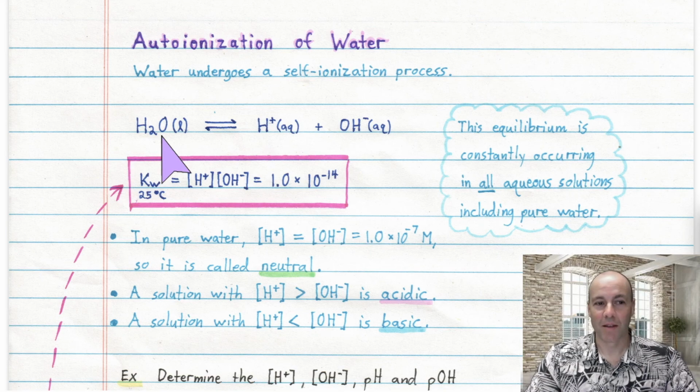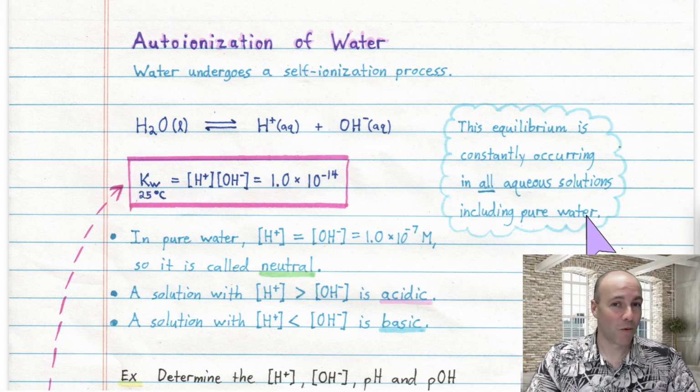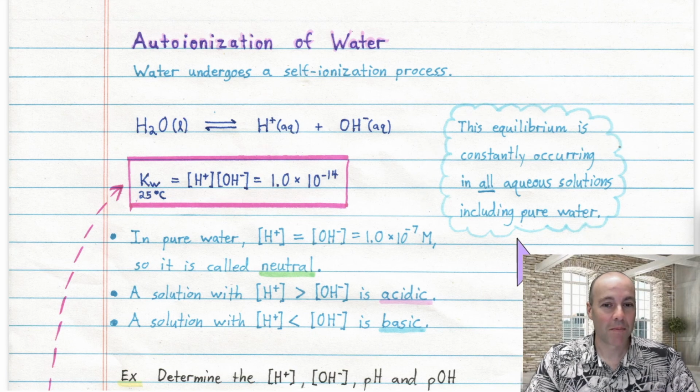They're constantly doing this. In fact, in any bulk water that you come across, there's an equilibrium occurring between the undissociated water molecules and the dissociated ions. So it's an equilibrium. Now, this equilibrium is constantly occurring in all aqueous solutions, including pure water. So it's not just pure water which is doing this, but anytime there's bulk water around. Even if there are other things dissolved in the water, if it's an aqueous solution, the background water is constantly doing this.